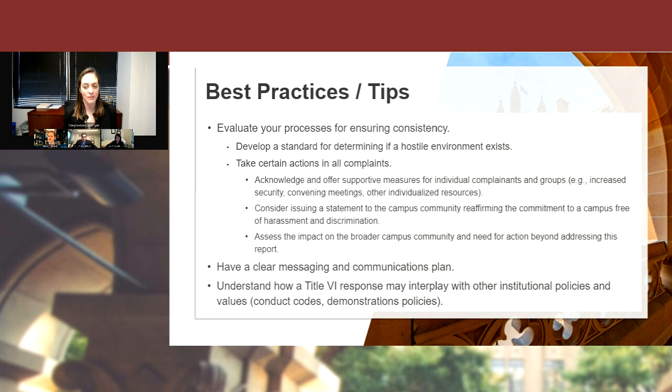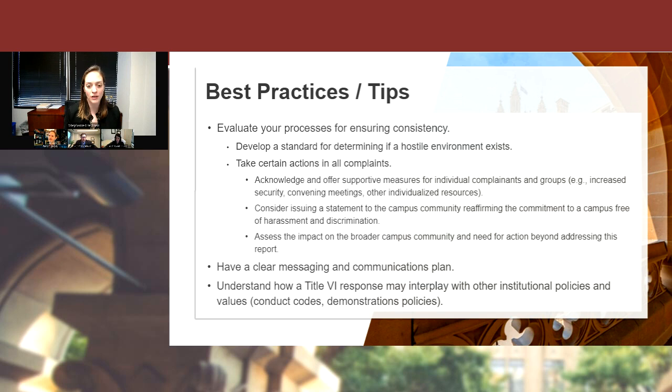Acknowledge and offer supporting measures for individual complainants and groups. These can be things like increased security, convening meetings, and they might be other individualized resources. For those of you familiar with Title IX, you know that supportive measures analysis in the Title IX context is a really individualized thing, and that can be implemented in a sense here as well. Consider issuing a statement to the campus community, reaffirming the commitment to a campus free of harassment and discrimination, and assess the impact on the broader campus community and need for action beyond addressing the report.